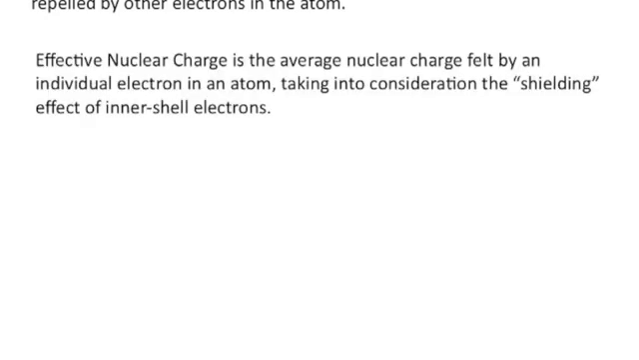Although negatively charged electrons in atoms are attracted to the positively charged nucleus, they are at the same time repelled by other electrons in the atom. And so the effective nuclear charge is the average nuclear charge felt by an individual electron in an atom, taking into consideration the shielding effect of inner shell electrons. We'll explore in more detail what that means as we go through this tutorial.